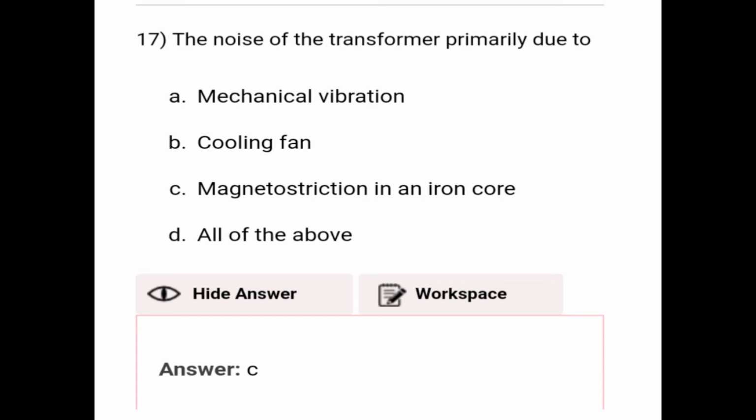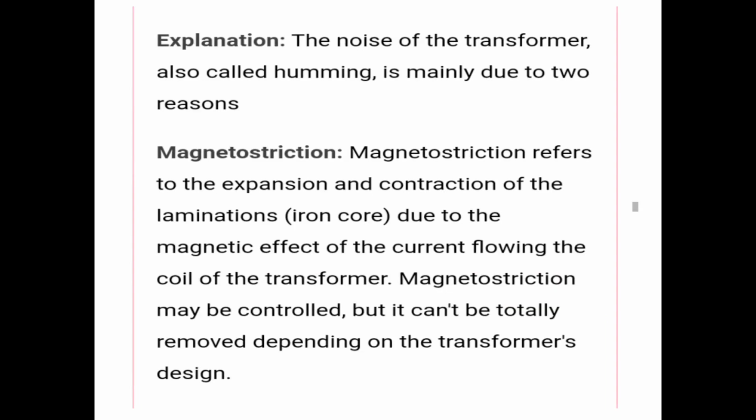Next question: the noise of the transformer is primarily due to. The correct answer is option C, that is, magnetostriction in an iron core. The explanation is that the noise of the transformer, also called humming, is mainly due to two reasons. First is magnetostriction. Magnetostriction refers to the expansion and contraction of the laminations due to the magnetic effect of the current flowing in the coil of the transformer.